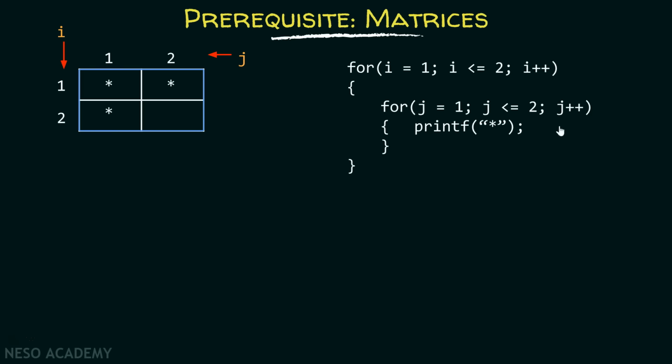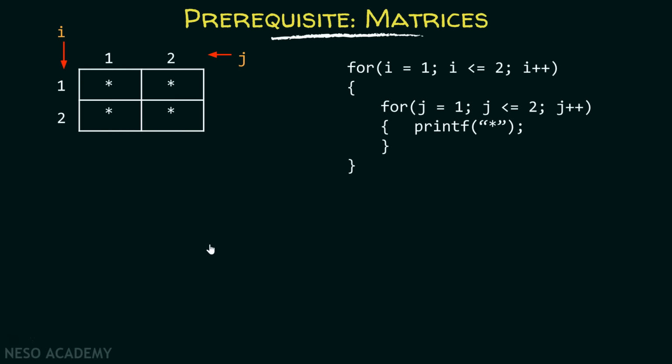After printing this star, we increment the value of j. j now becomes 2 and again the condition is satisfied. We again print star, but this time we are printing it for i equals to 2 and j equals to 2. That means at this particular location. Now you can easily see how this nested for loop structure is mimicking the behavior of a matrix, right? This represents the number of rows and this represents the number of columns. And in a row wise manner, we would be able to print stars on the screen.